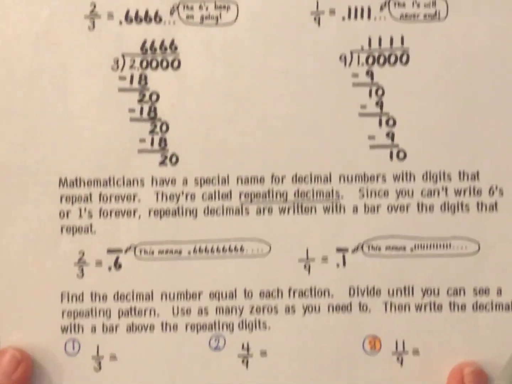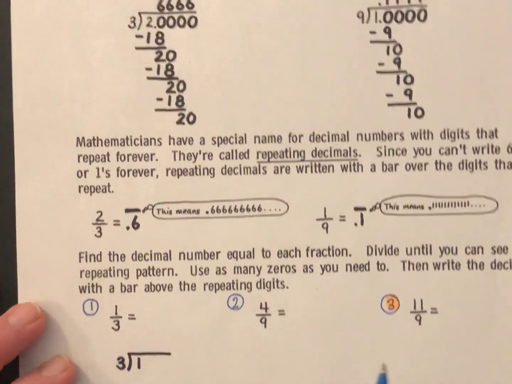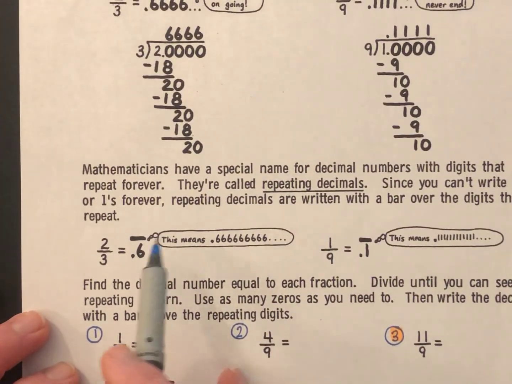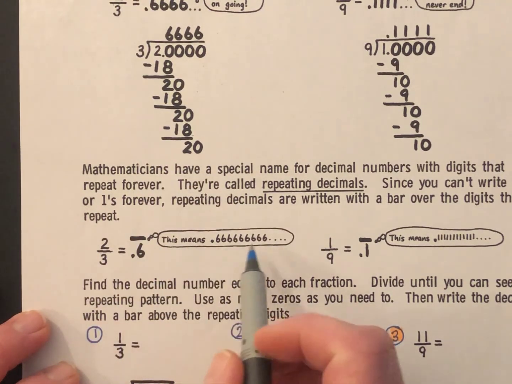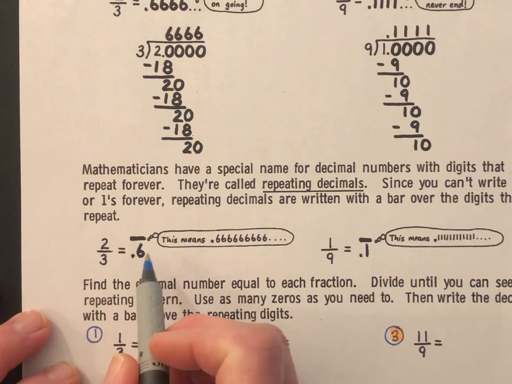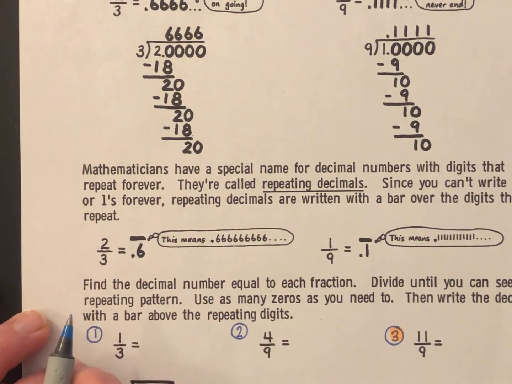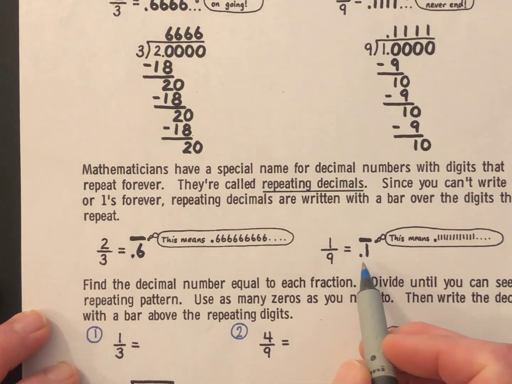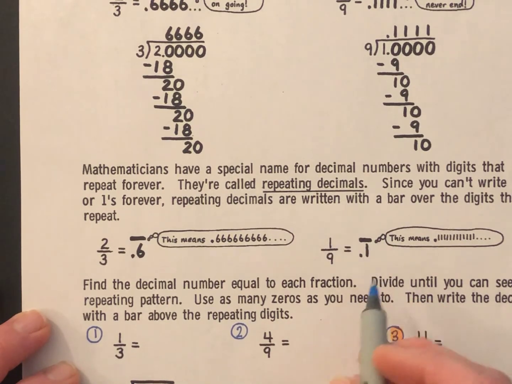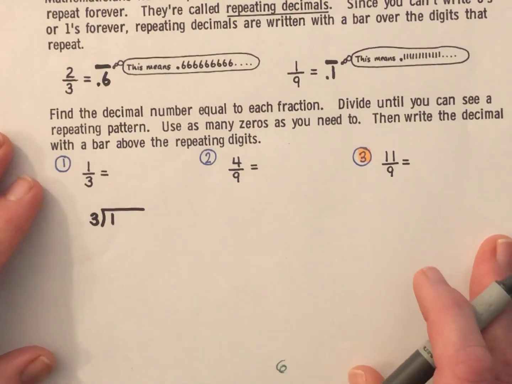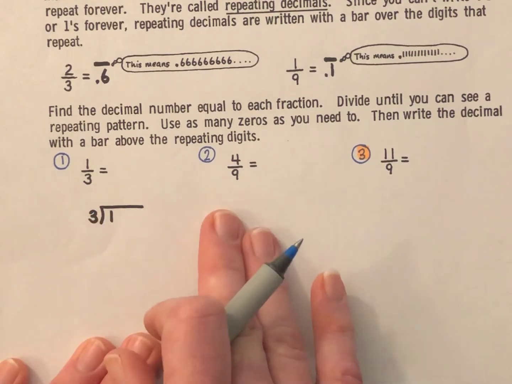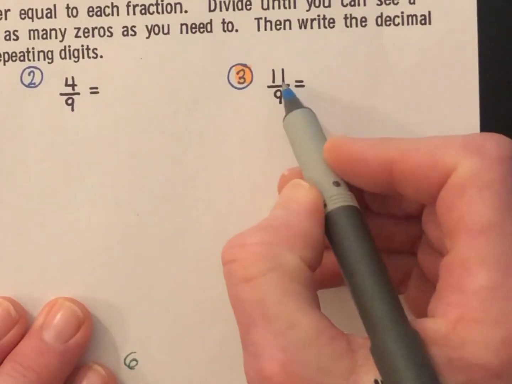So what you do is the digits that are repeating, you stick a line over. You've seen this before. So instead of writing 0.6666666 forever, you just write 0.6 and then put a line over the 6 because that's repeating. Instead of writing 0.11111, you just put 0.1 and draw a line over the 1 to show that the 1 repeats over and over again. So we'll do number 3 together. You'll do numbers 1 and 2 on your own. 11 divided by 9.